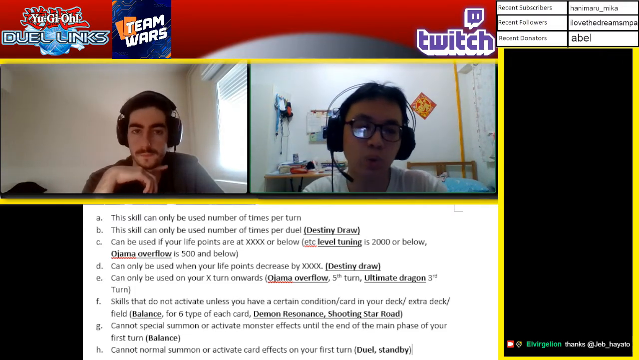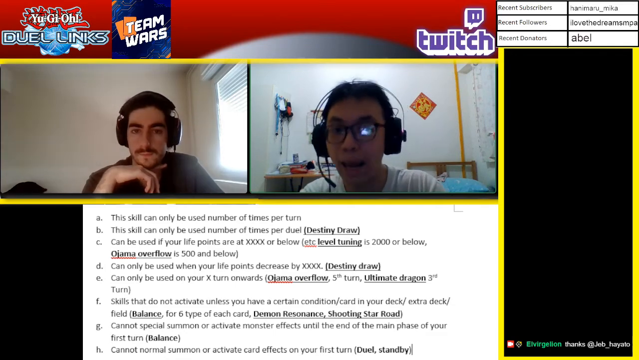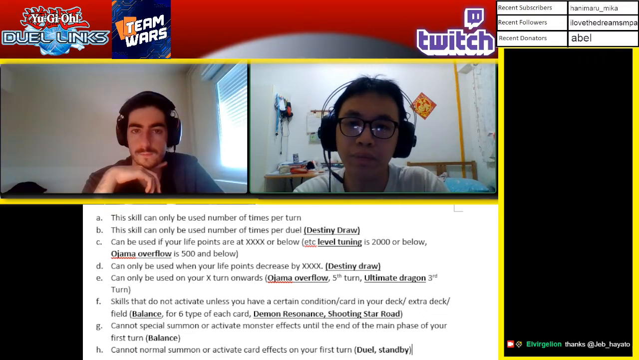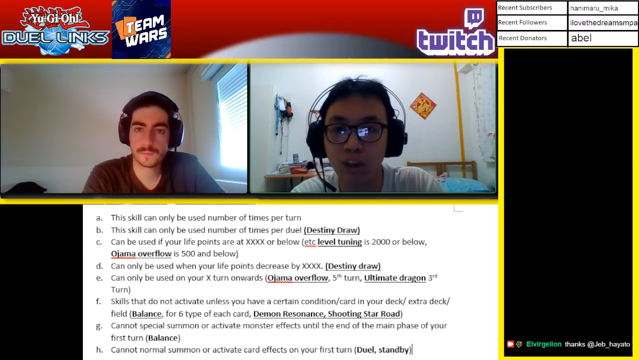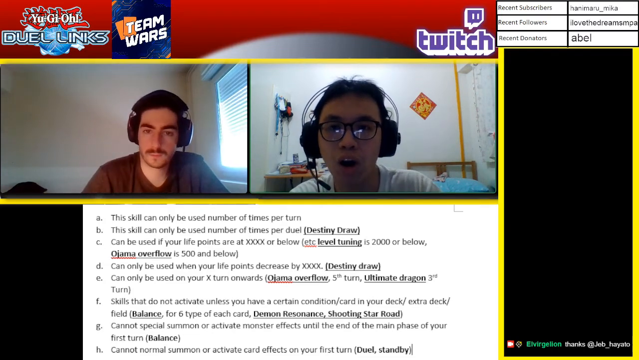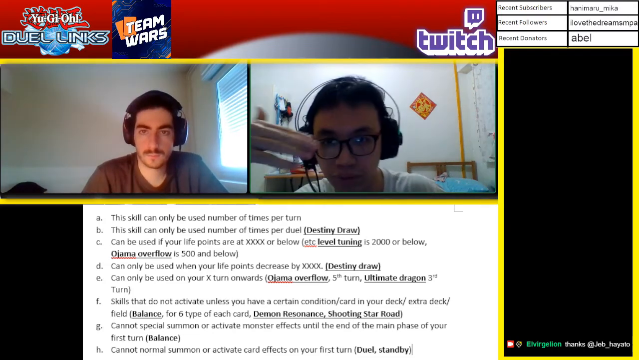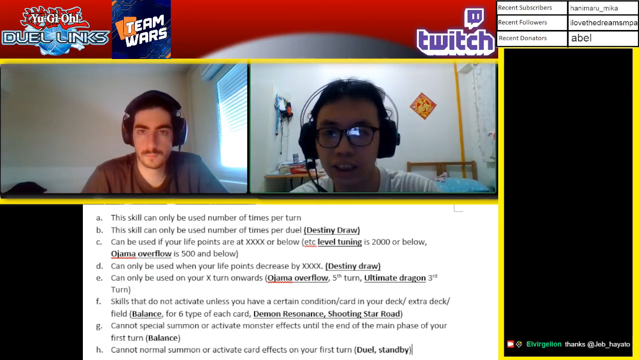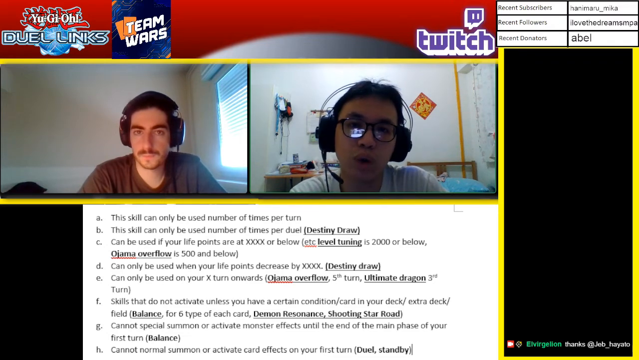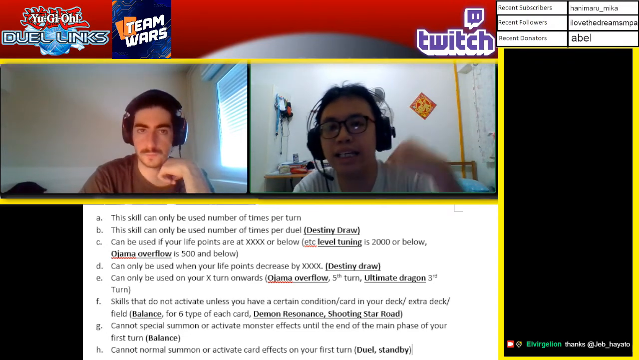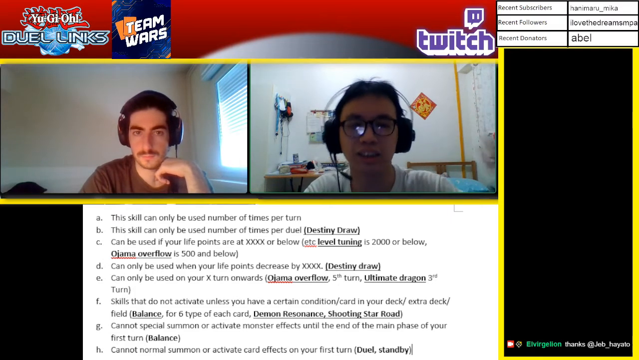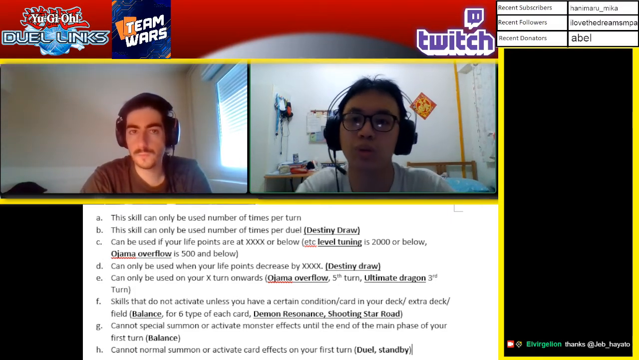And the last two are the most restrictive ones. The first is exclusively for Balance so far, based on what I find so far, where you cannot special summon or activate monster effects until the main phase of your first turn, while the second will be on Duel Standby, which is you cannot normal summon or activate card effects based on your first card effects on your first turn. So these sets of skills that were there, in your opinion, just choose one first, which one is actually the most restrictive, or in a sense hinders the most play in terms of when you're trying to begin a duel, in your opinion?